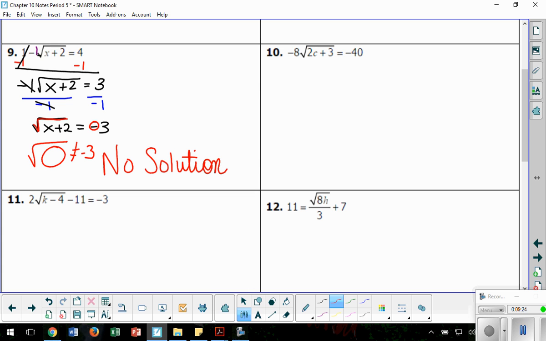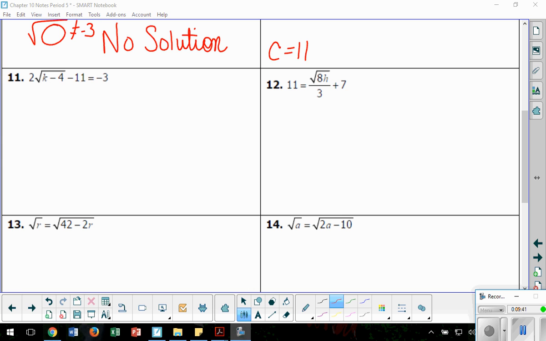Okay, let's do 11. This answer right here is C equals 11, but let's do 11. Everybody work on 11 with your group, your pods, right now. What do we do first? Combine like terms. Add 11 to both sides.